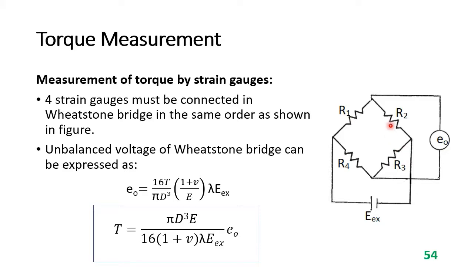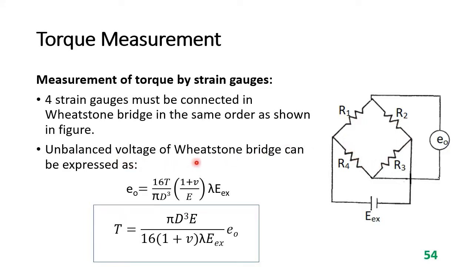So if we place R3 here and R2 here, what will happen? R1 will be increasing and R3 will be increasing with the same ratio. In the same way, R4 and R2 will be decreasing with the same ratio. So this ratio R1 over R3 will always be equal to the ratio R4 over R2. In this way, this bridge will always stay in the balanced condition, and we will observe no voltage at this output. Even though strain is being produced, we are not getting any output voltage. So we always have to connect strain gauges in this order only.